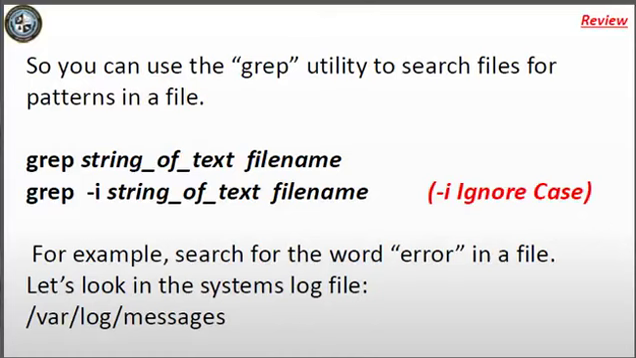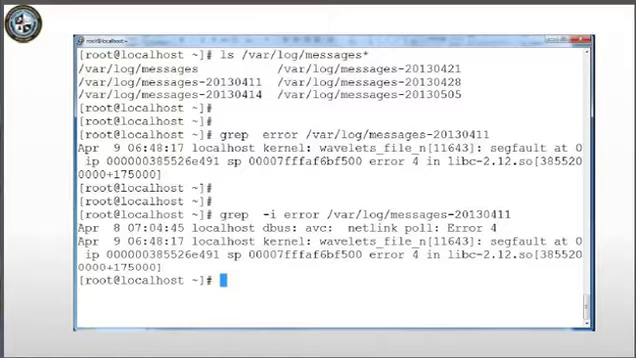So let's look at the /var/log/messages file that was saved on the 11th of April, 2013. So we'll grep for error, and what you see is that a file named wavelets file n had a segment fault, and it tells you about it. So it just found one error message where we had lowercase e, lowercase r, lowercase r, lowercase o, lowercase r.